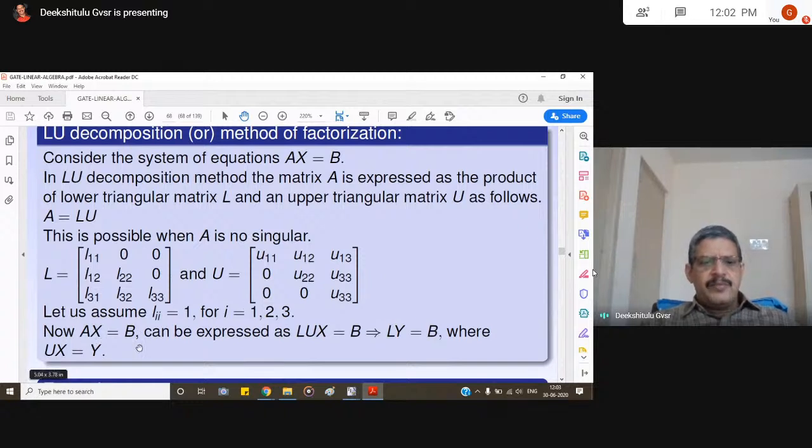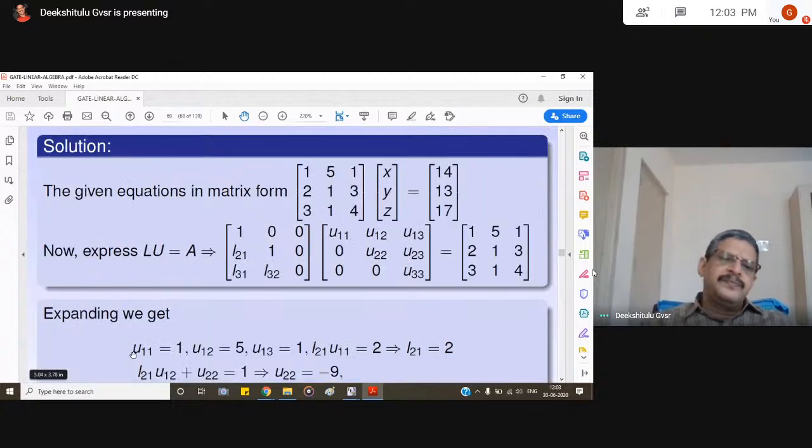Now AX is equal to B. Because A is equal to LU, put this LU here. This equation becomes LUX is equal to B. And if you call UX as some Y, that is UX is equal to Y, then this becomes LY is equal to B, where UX is equal to Y. So this is the basic idea.